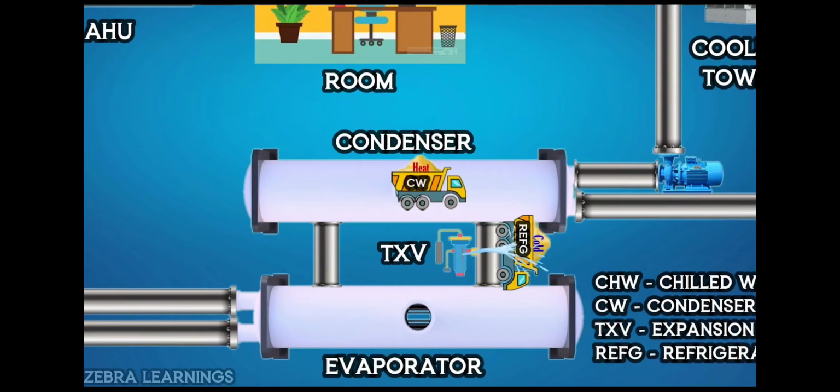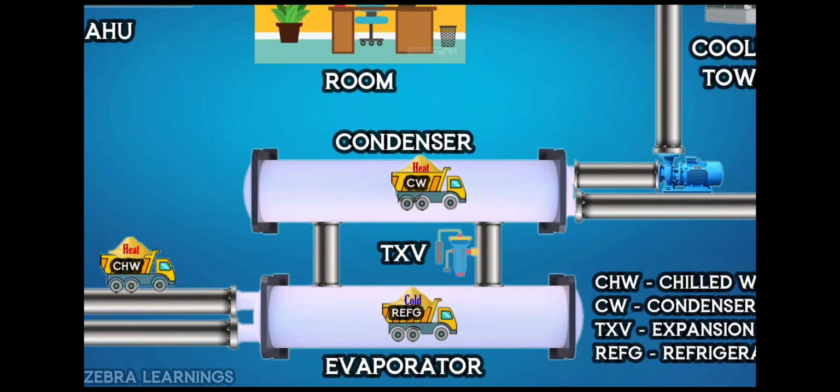Coming through the expansion valve gives the refrigerant even better cooling. Refrigerant gives all this cooling back to the chilled water. Refrigerant continues this process.